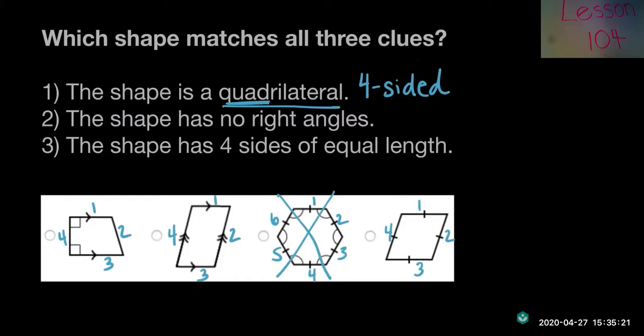So after clue 1, we still have three possible answers. This first shape, the second shape, and the fourth shape all match clue 1. They are all quadrilaterals.